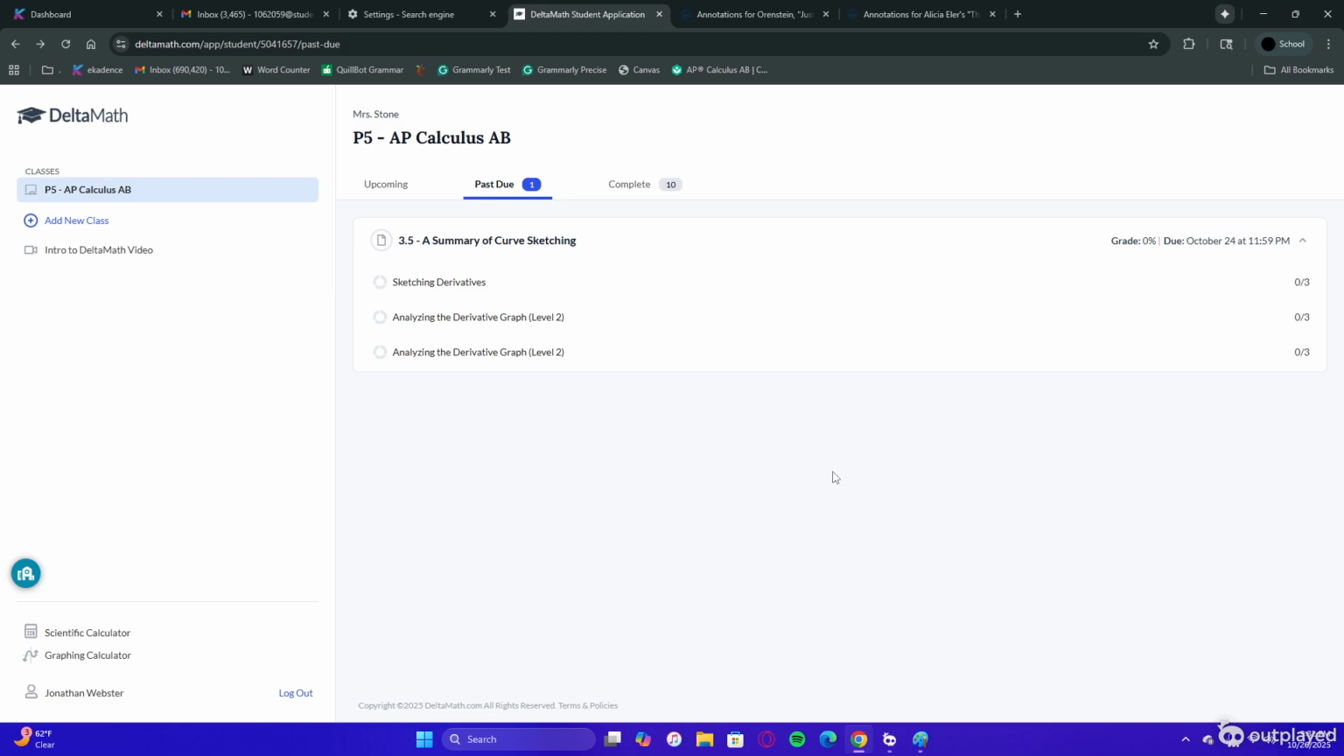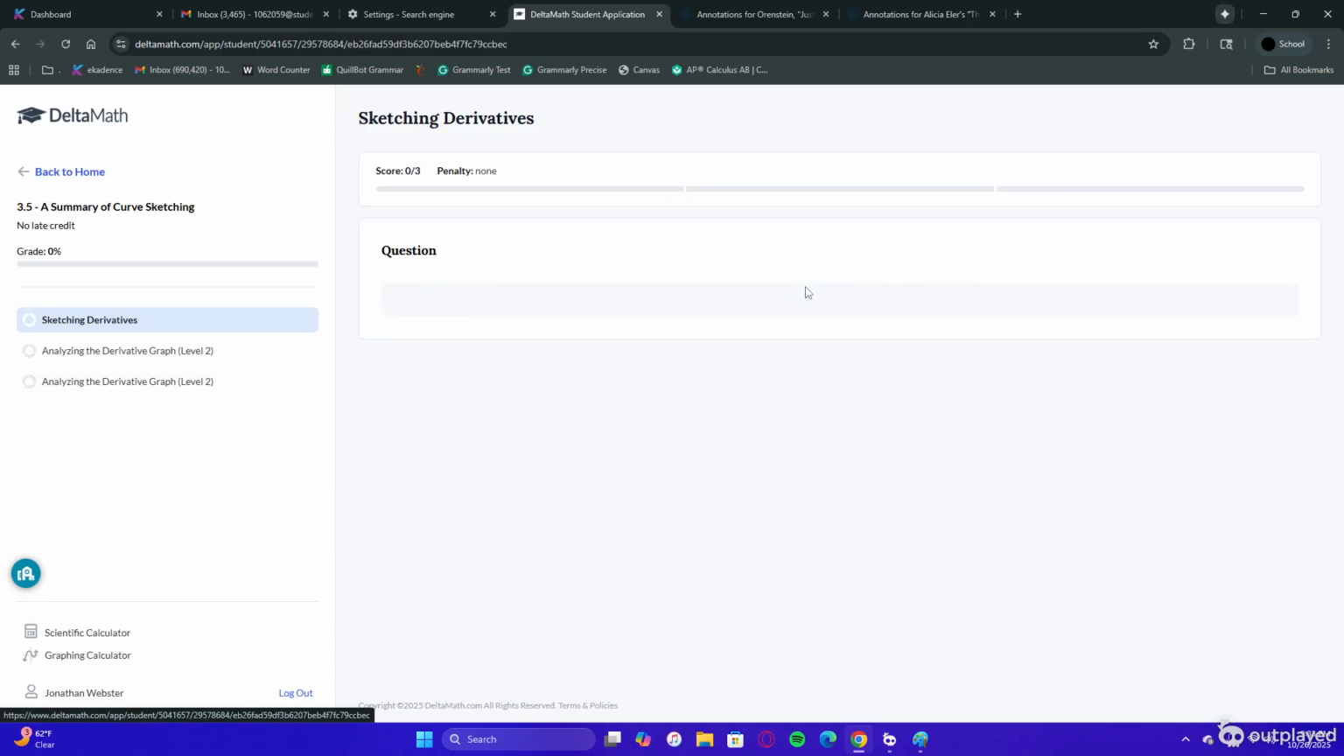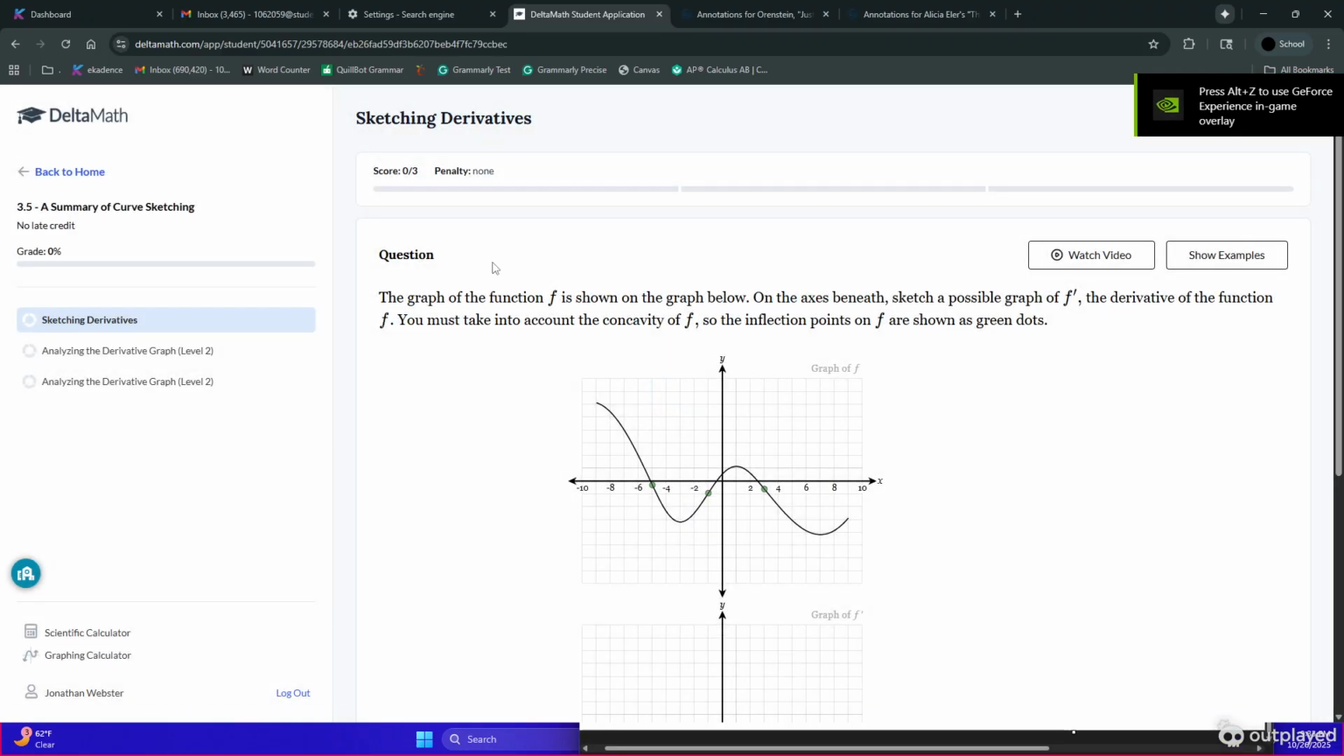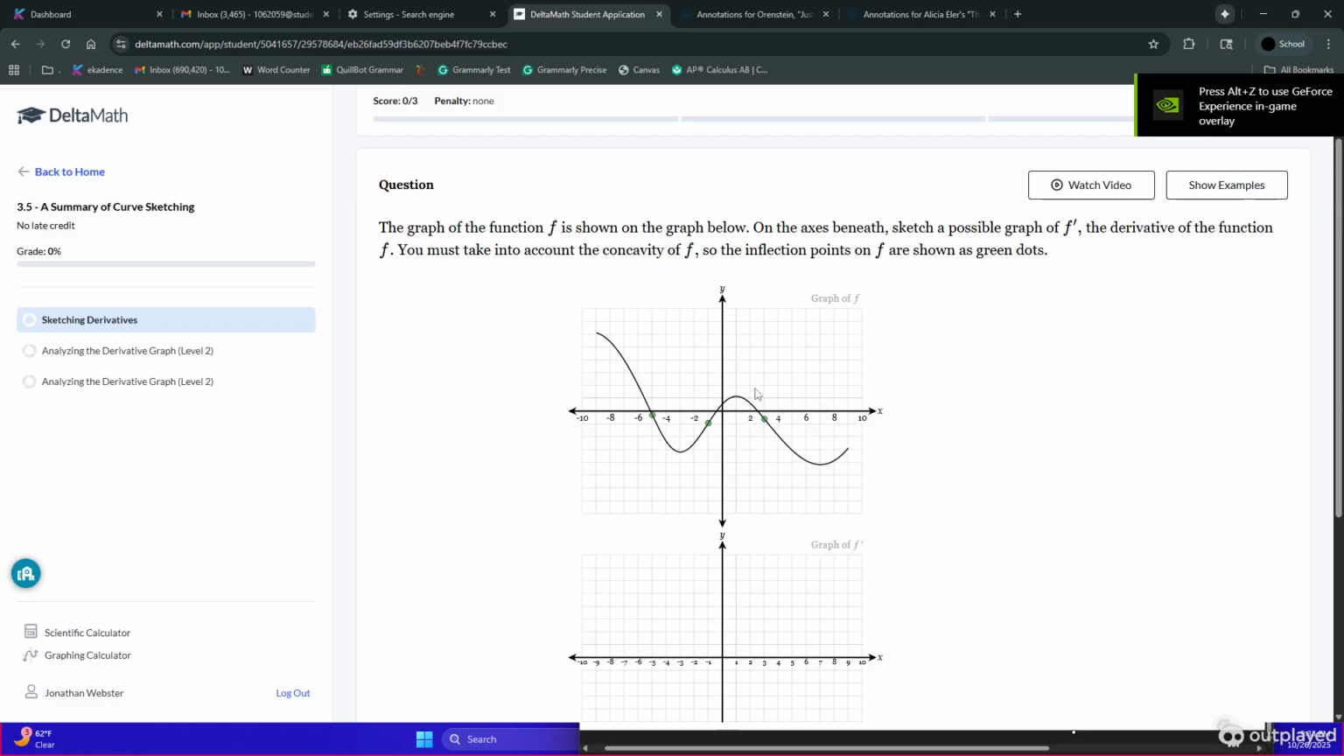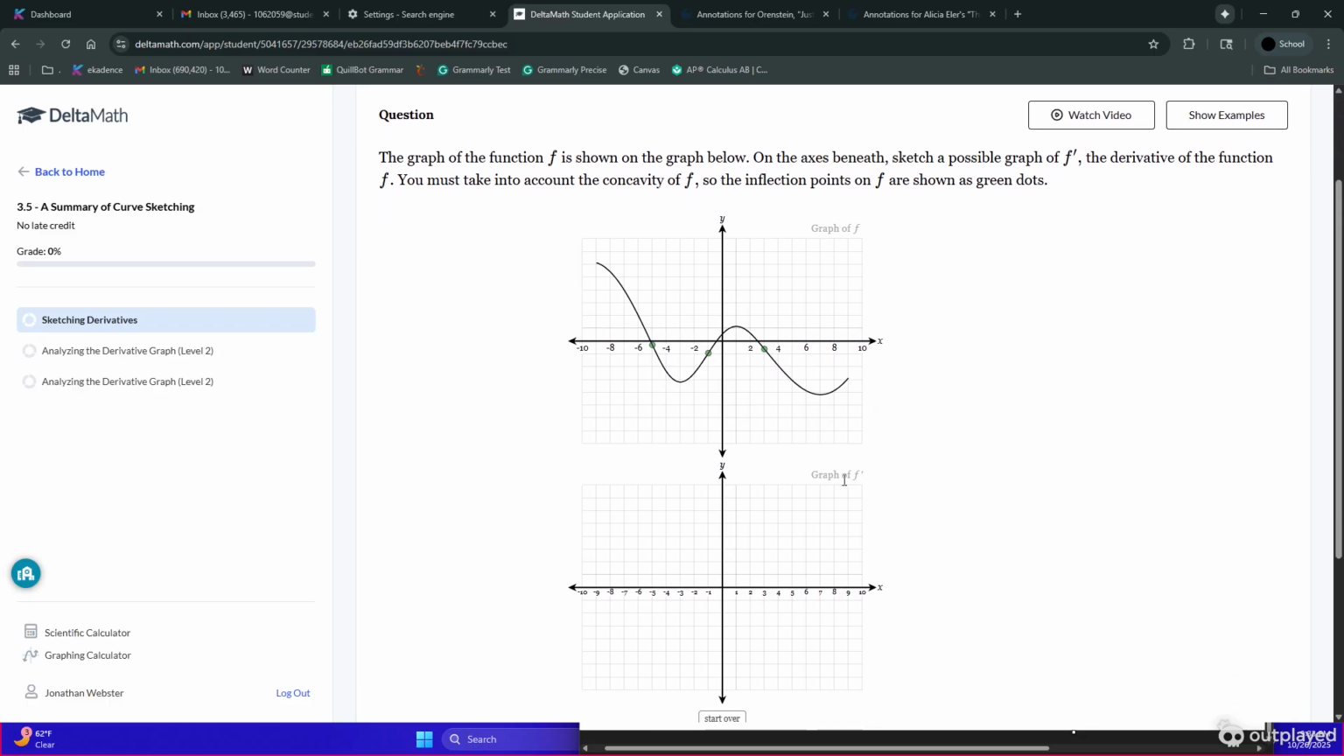Today we're going to be doing AP Calculus section 3.5 and I'll be trying to guide you through how to do curve sketching. So first we're going to be sketching derivatives. They give us a graph of f and we have to find a graph of f prime. We have to sketch a graph of f prime.